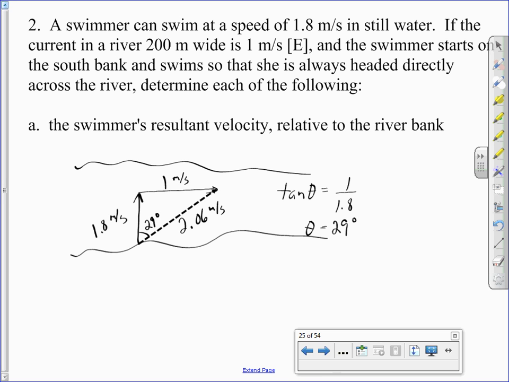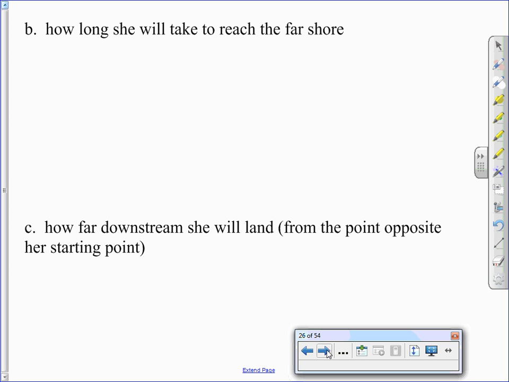Now let's look at the questions. Let's find the swimmer's resultant velocity relative to the riverbank. So the resultant velocity is a vector quantity, which is your resultant vector. So 2.06 meters per second, and then the direction would be north, 29 degrees east. Done. How long will it take to reach the far shore?